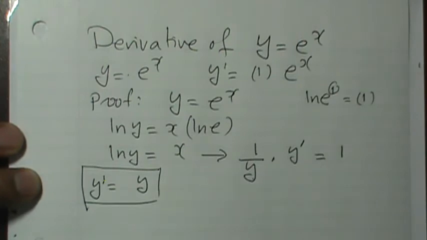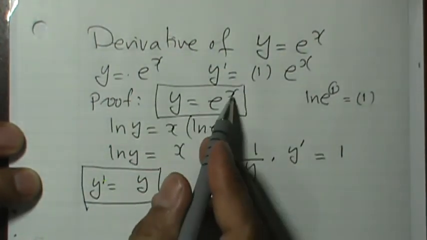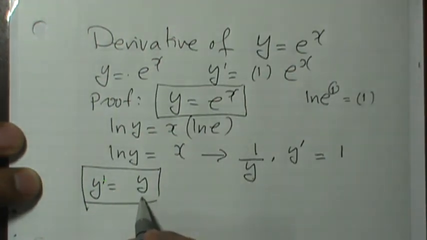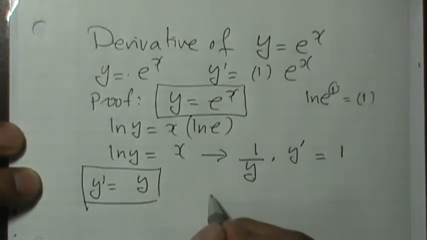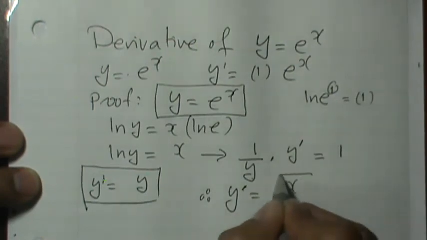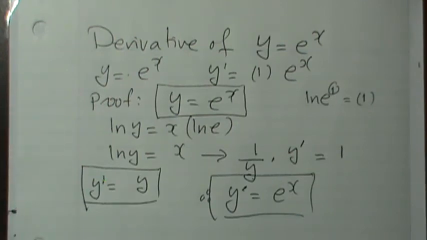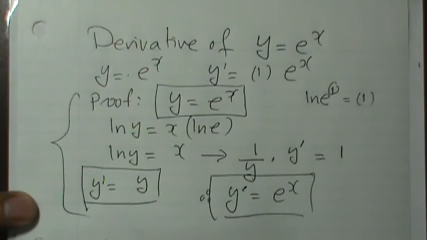Now if I go back, we said here, what is y equal to? y is equal to e to the x. So I'm going to go ahead and substitute e to the x for y. Therefore, y prime equals e to the x. Here we proved that the derivative of e to the x is e to the x, and this is the proof of it.